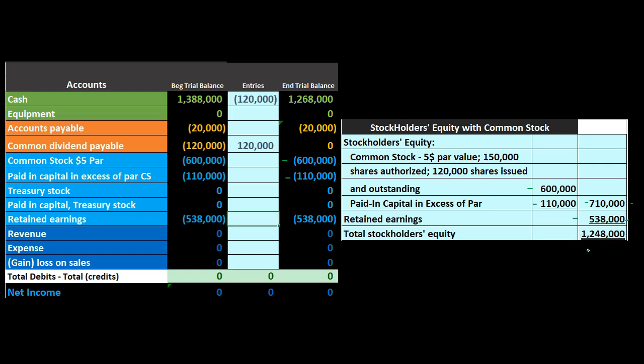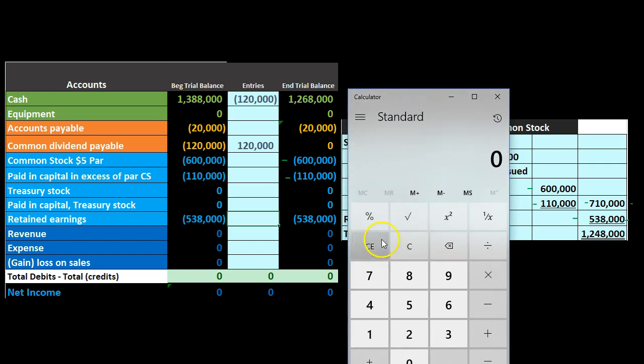And again, remember what that means. It just means that if we only had one person owning all the stock of the corporation, then we would have the 600,000 plus 110,000 plus the 538. We would owe that owner that total amount, $1,248,000. 538 would be from earnings. 710 would be from the investment that owner put in when purchasing the stock. This number being equivalent to the 1,268,000 minus the 20,000, or assets minus liabilities.